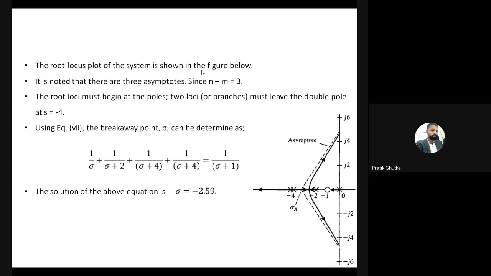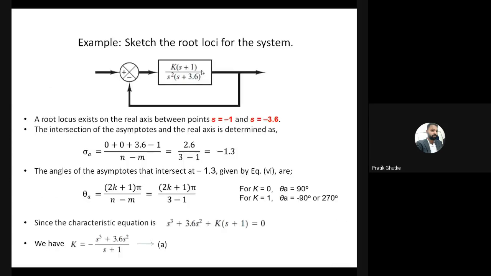So this is your valid breakaway point. From minus 2.5, the root locus will go, and where it will meet the imaginary axis, I have to calculate with the help of the Routh-Hurwitz criteria. So now take the next example.